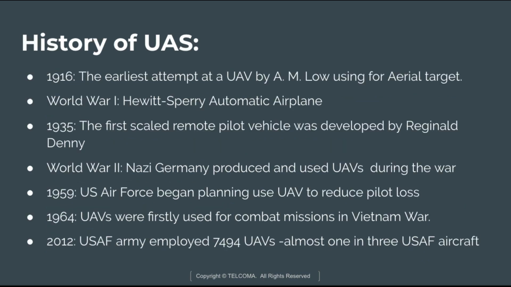Next is the history of UAS. It was first developed in 1916, the earliest attempt to develop a UAV, done by A.M. Low, who used the UAV as an aerial target. Then in World War One, a separate automatic airplane was developed, used for carrying an explosive payload to a predefined target. After that, in 1935, the first scale remote pilot vehicle was developed by Reginald Denny.